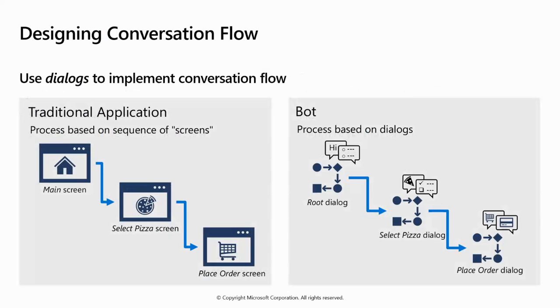In this screen, the user can choose a pizza and make changes to it. Lastly, the user might choose to check out, which will take them to the place order screen where they can give information about payment and delivery. A bot might work in a similar way, with each screen being replaced by a conversation that asks for the needed information before moving on to the next step.